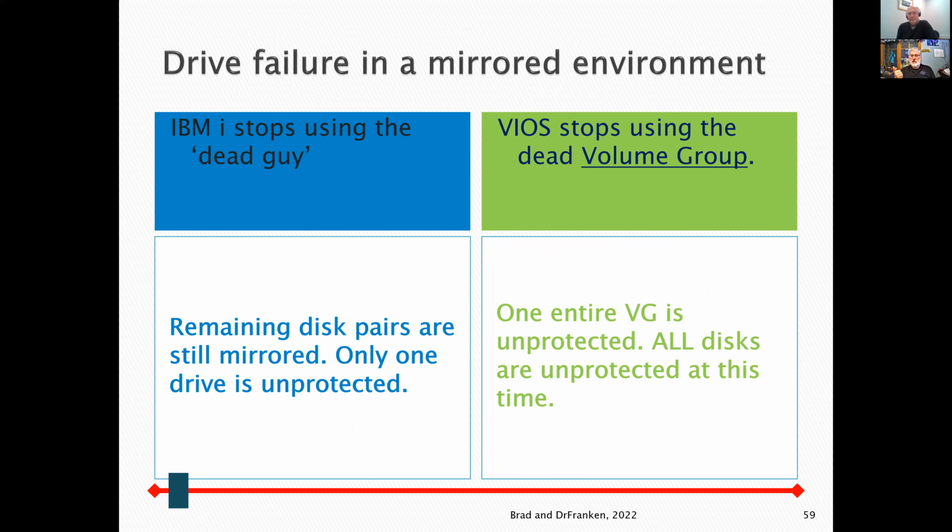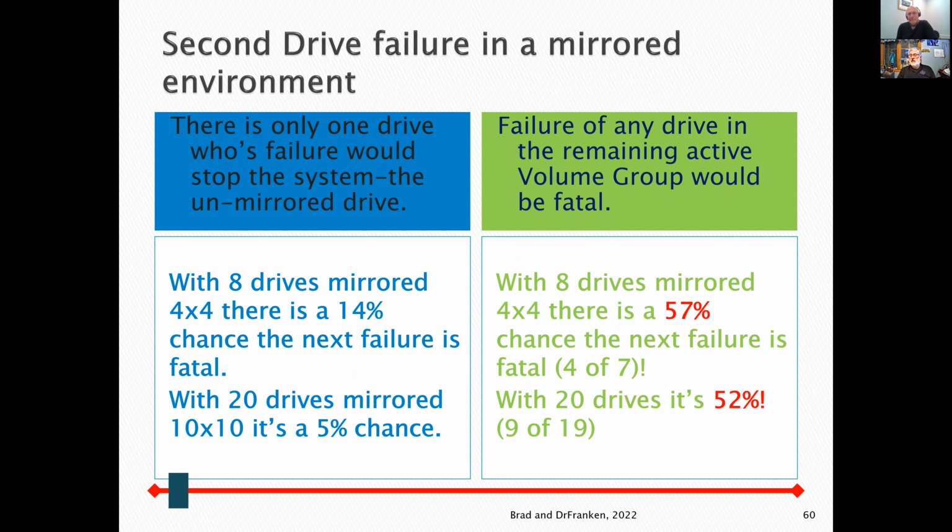VIOS stops using the whole group. This whole group is gone, right? And I have to fix the group and re-mirror everything, okay? And here's where it really gets ugly, if you do the math.